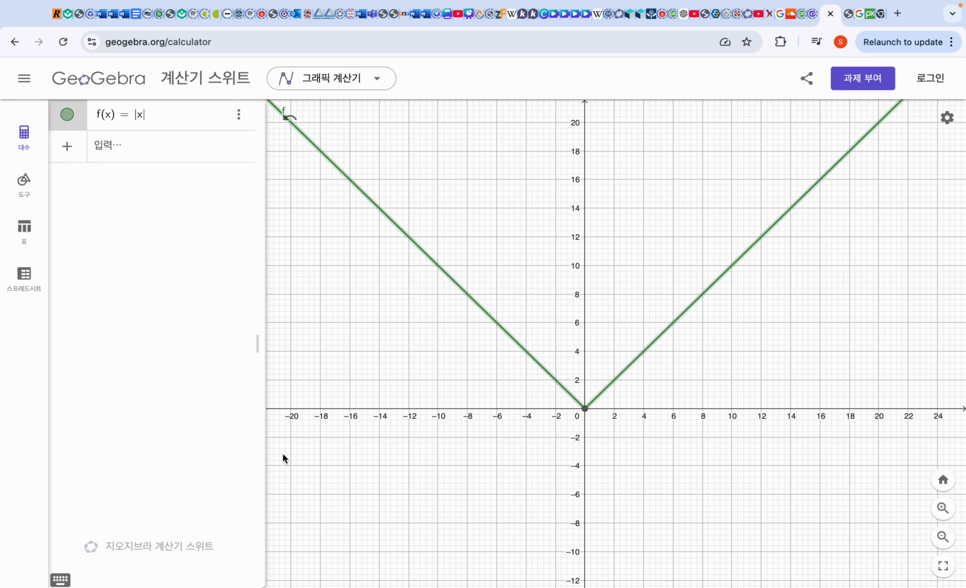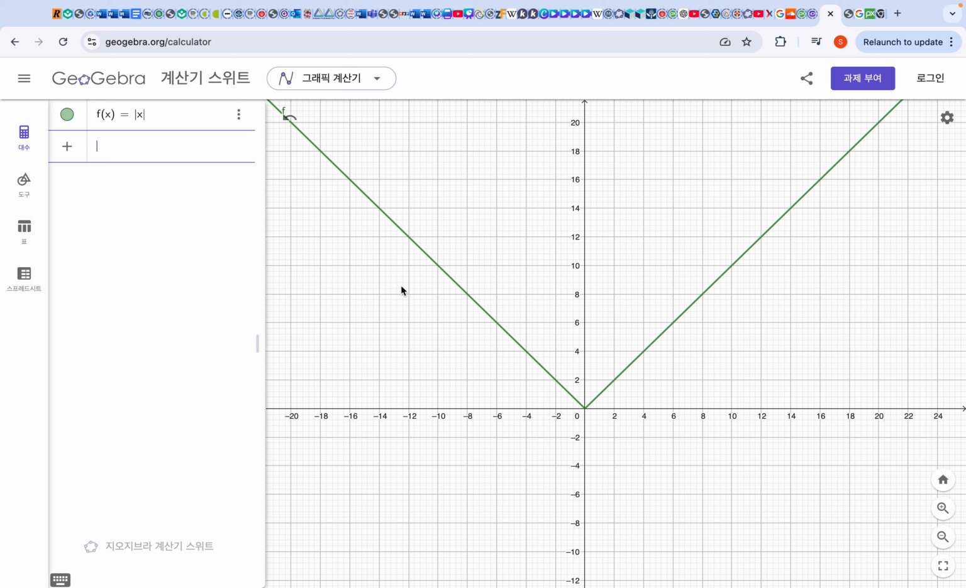Alright guys, so today we are going to be learning about how to graph modulus graphs. Up on our GeoGebra right here, we have a standard modulus graph, where it is shaped like a V since we can't have negative values for the Y values.